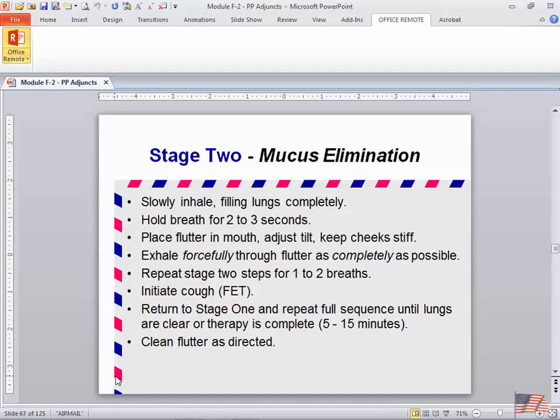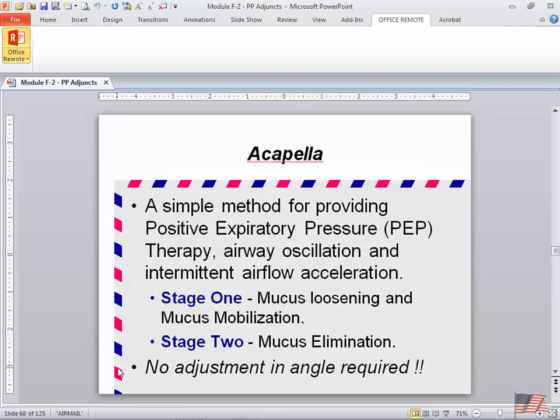Stage 2, the mucus elimination component. Again, we have them take a deep breath. We exhale forcefully through the flutter, and then we're going to do a forced expiratory technique, or huff cough, again in the same process. So I mobilize secretions, try to get them towards the central airway, and then use the device to forcefully exhale through it and create PEP, and then do a series of huff coughs.